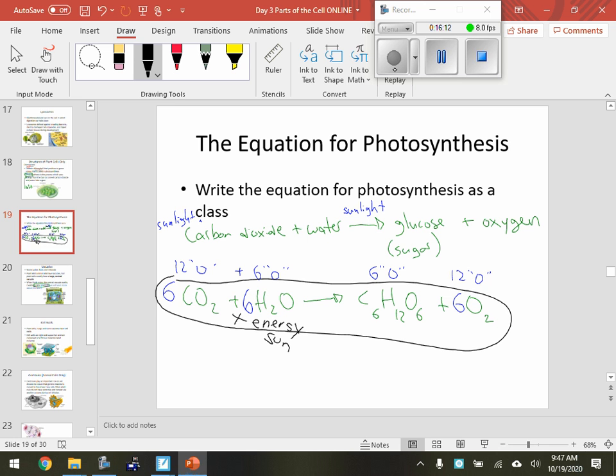If you want the written word version of the chemical equation: sunlight and carbon dioxide and water gives me glucose, or a form of sugar, and oxygen. Could this say write an equation on a test? I know it's a little smaller, but what do you notice about this one and the other equation we looked at? Yeah, they're flipped. They're opposite of one another, right?